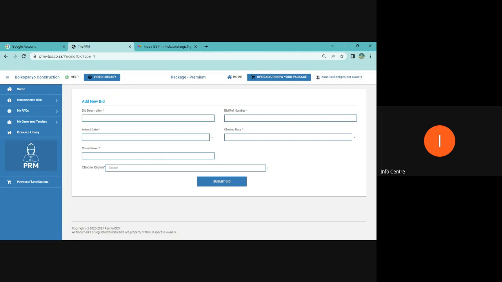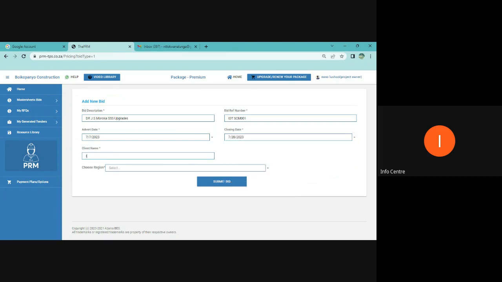We are pricing a school in Mpumalanga. So I'll call it Dr. J.S. Moroka Senior Secondary School, upgrade. Ref number, I'm going to say SCM001. This is IDT for us that usually price for schools. When was it advertised? On the 7th of July. When is it closing? On the 28th of July.